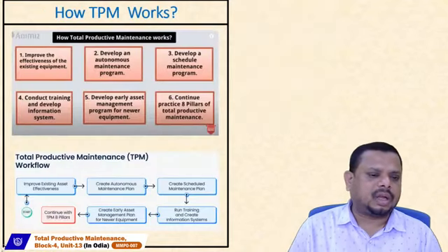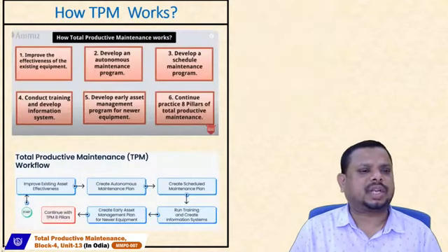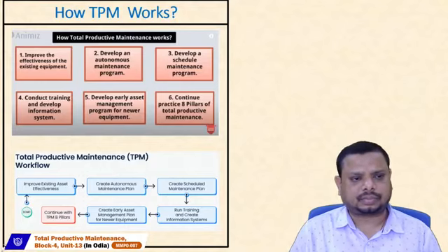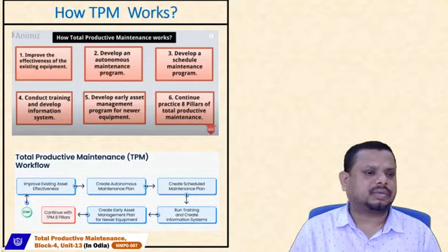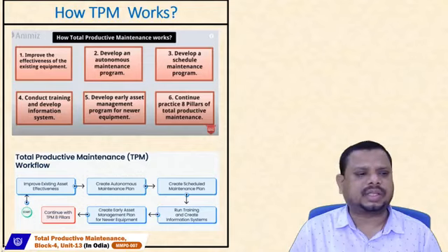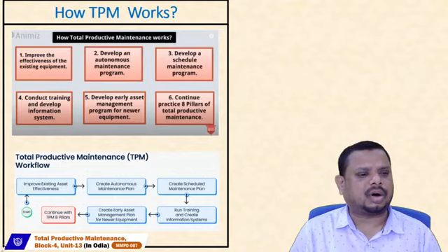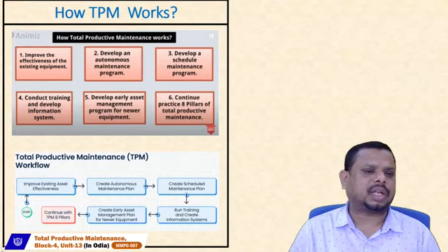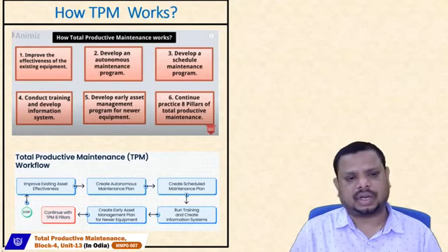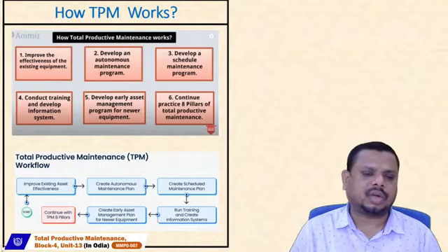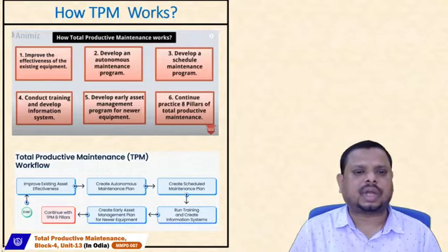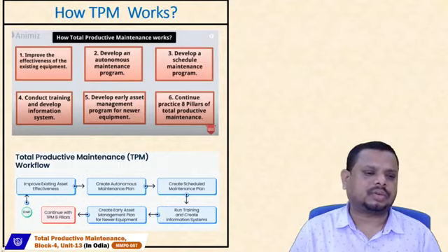Moving to the next one. Let's understand how this TPM basically works. Under total productive maintenance, the first important point is to improve the effectiveness of the existing equipment. The second one is to develop an autonomous maintenance program. Under the autonomous maintenance program, you have to involve all levels of management. They will provide planning activities. So depending upon the planning routine, they will go for different education on providing maintenance to machines and equipment.